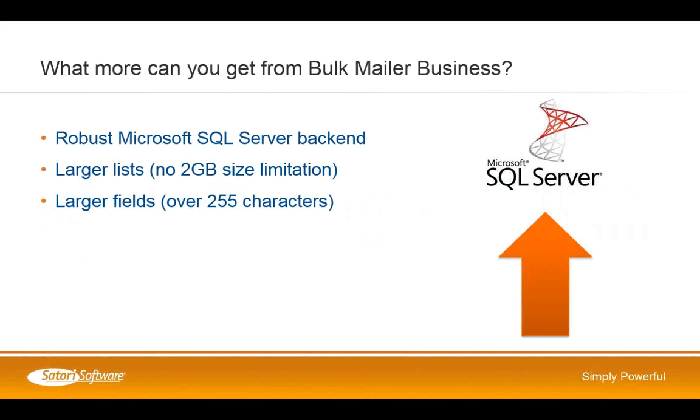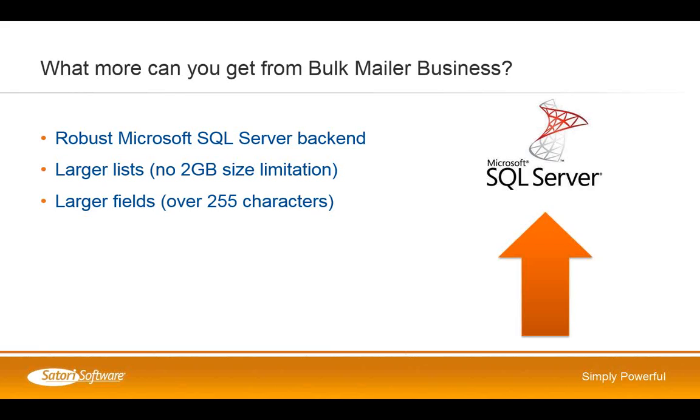So let's talk a little bit about the database limitations we've hinted at. The main difference between Bulk Mailer Business and Bulk Mailer Professional is really the database on the back end. Bulk Mailer Professional is built on the Microsoft Jet database, which is also what Microsoft Access is built on. It's a very strong database system, but it's not as scalable as SQL Server is.